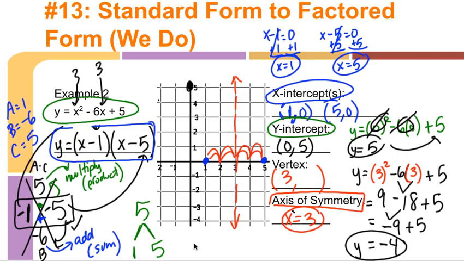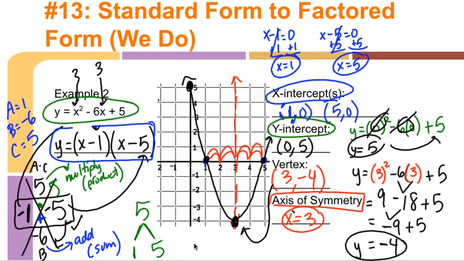Let's see if that makes sense. 3 comma negative 4. That's to the right 3 spaces and down 4 spaces. So this is my vertex. Let's see if that actually makes the shape of a parabola. So if I plot all of these points, that makes the shape of the parabola.